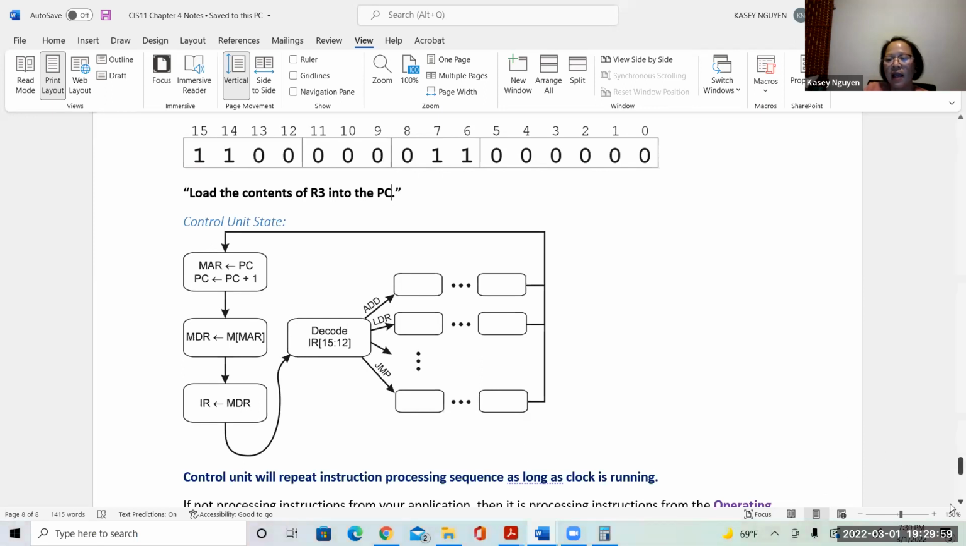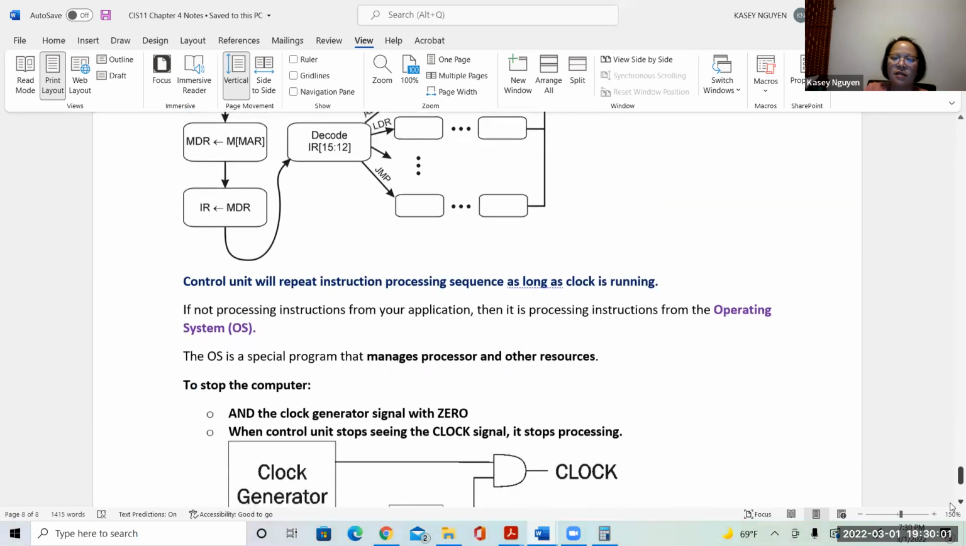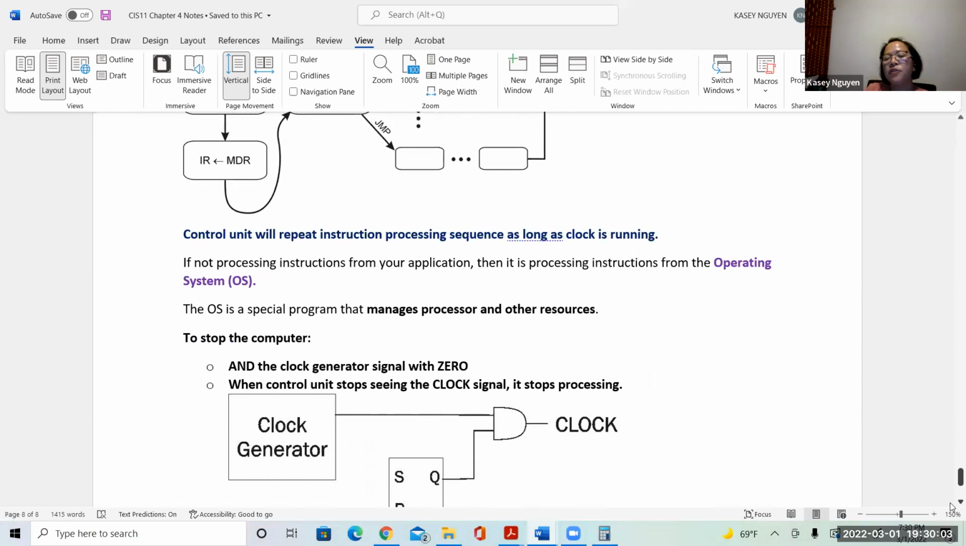So here I highlighted this section. It says the control unit will repeat the instruction processing sequence as long as the clock is running. So if it's not processing instructions from your application, then it needs to process instructions from your OS, whichever OS you're running, whether Mac OS, Linux, or Windows.